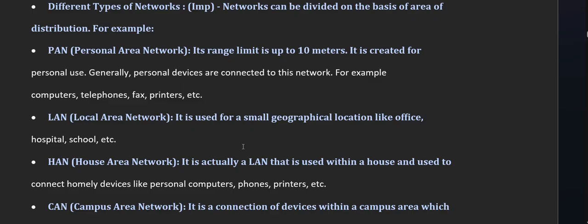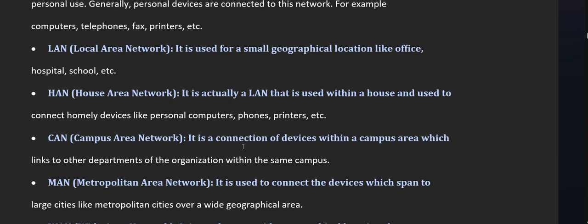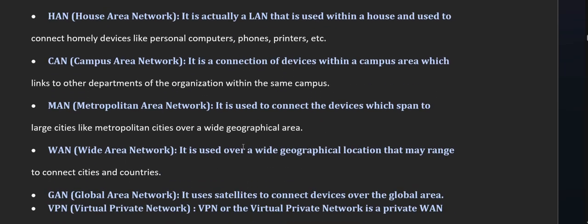And then we have a CAN, campus area network. It connects the devices which are within a campus, which are not linked to other departments of the organization within the same campus. And MAN is metropolitan area network, that is used for devices which span large cities like metropolitan cities over a wide geographical area.